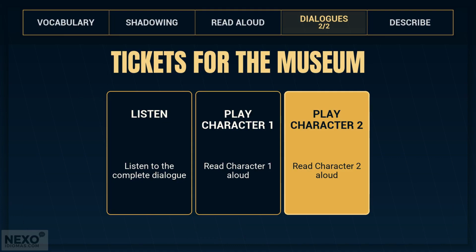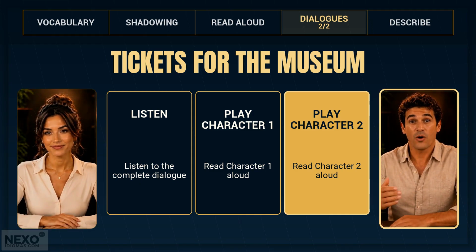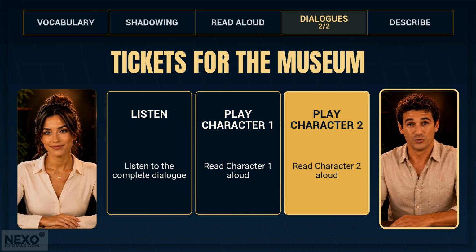Tickets for the museum. Read character 2 aloud while that character is silent. Now I will play character 2.